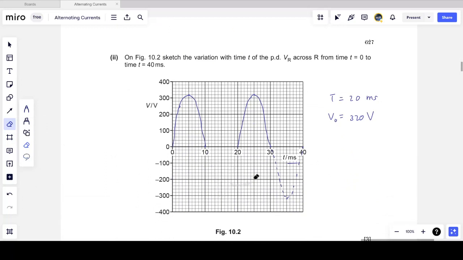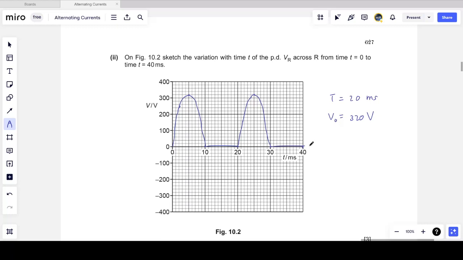So I'm actually not going to have anything. Well, I've chosen positive. I don't have to choose positive. I can choose either positive or negative for my waves. But between 10 and 20 milliseconds, and then again 30 and 40 milliseconds, the potential difference is zero. We are removing those half waves. And so this is what the graph is going to look like.